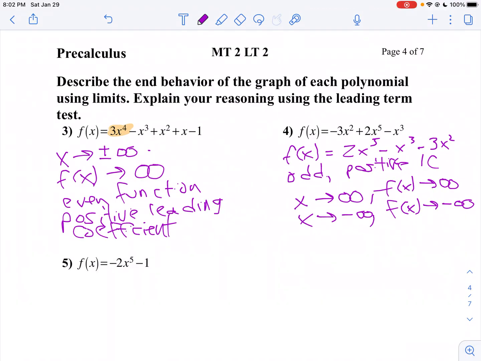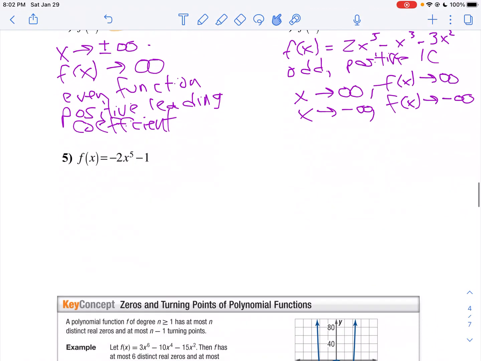Okay, let's take a look at example 5 here. Maybe you want to pause the video and see if you can do this one yourself, and then come back. We'll do this one in the next video.